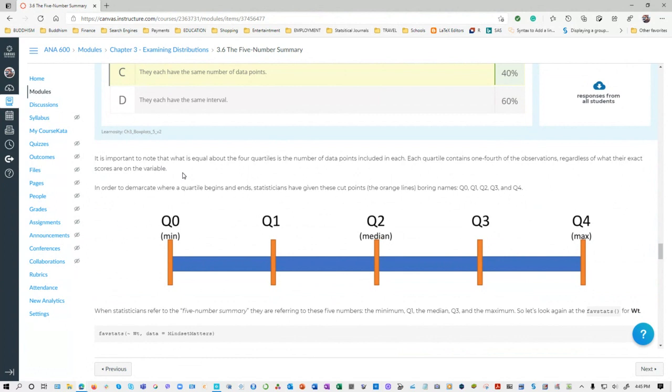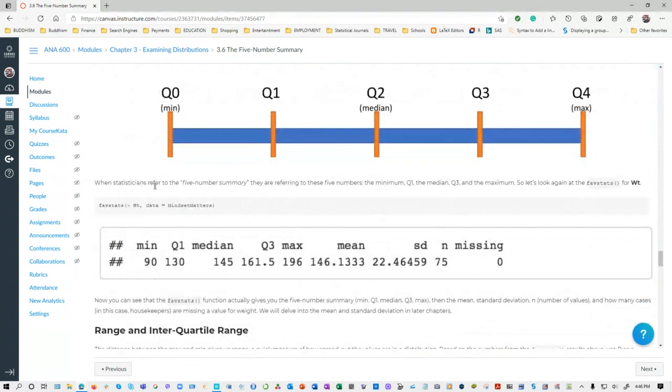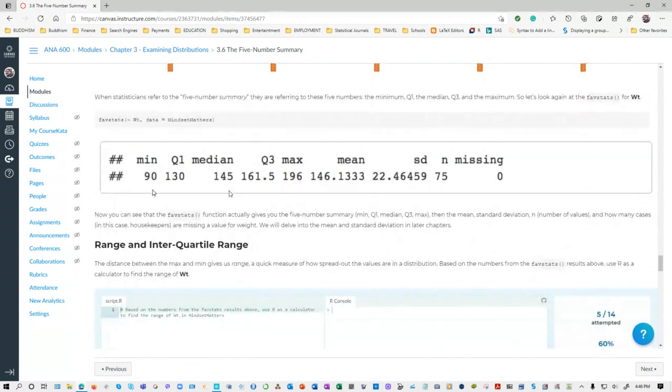In order to demarcate where each quartile begins and ends, statisticians have given these cut points names: Q0, Q1, Q2, Q3, and Q4. When statisticians refer to the five number summary, they are referring to those five numbers: the minimum, Q1, the median, Q3, and so on. So let's look at this one again.